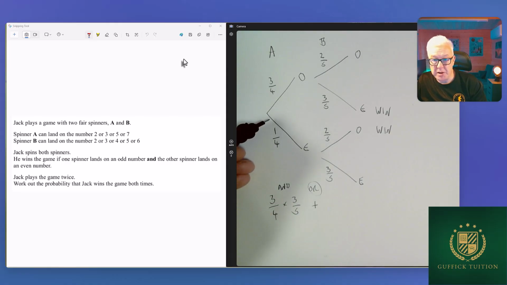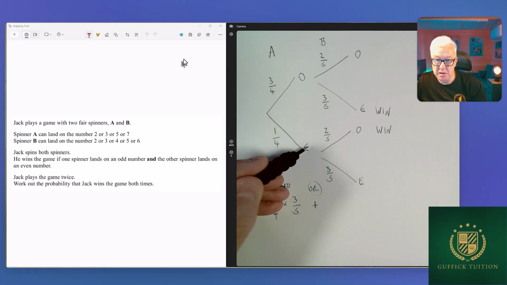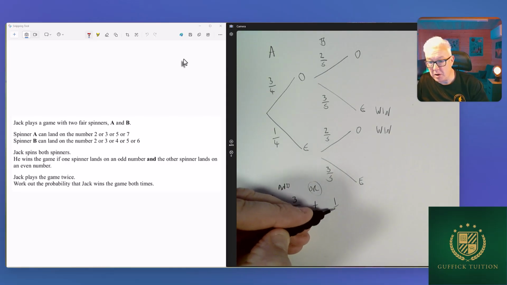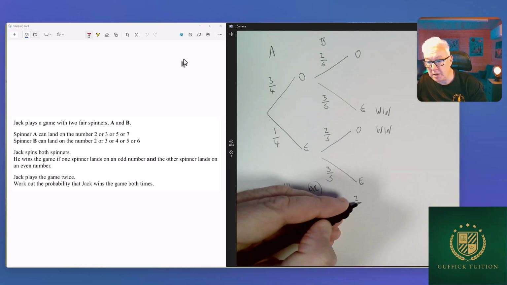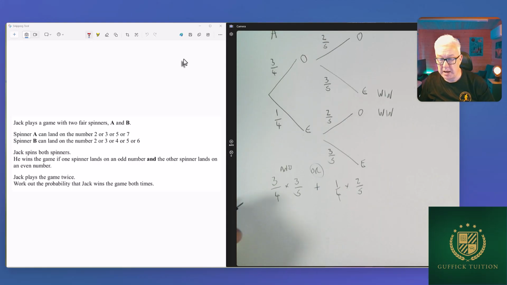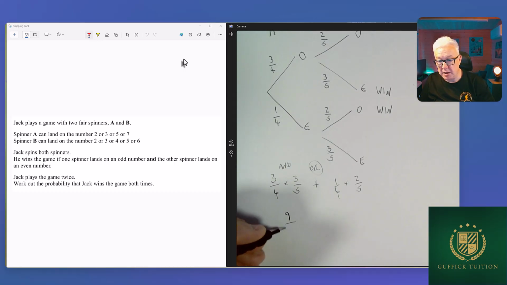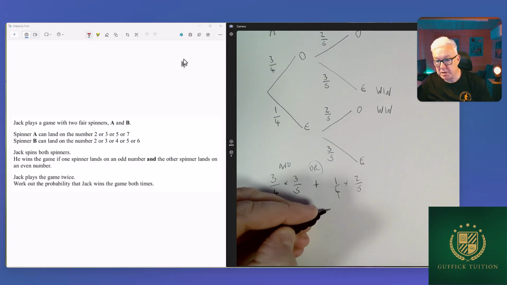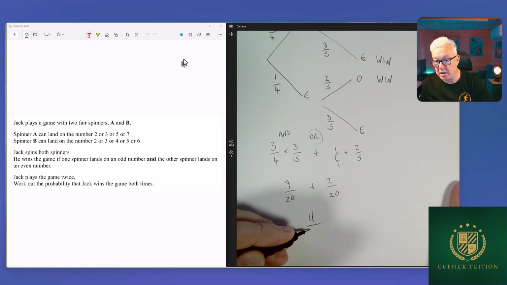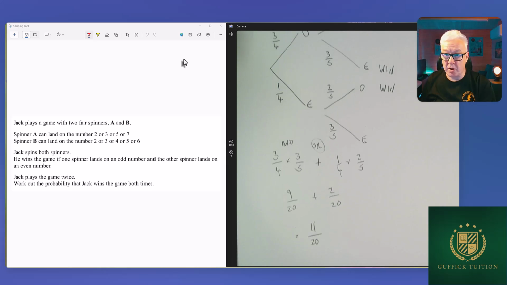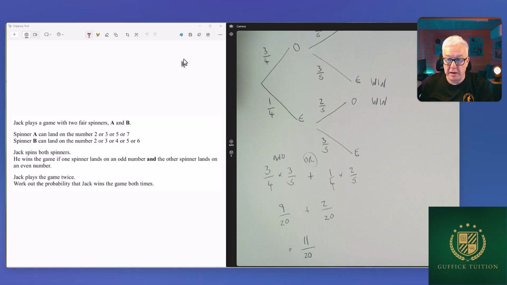Now, the other way that Jack can win is if we have an even on A, which is going to be 1/4, and an odd on B. So that's going to be times by 2/5. Okay, so that's going to be 9 over 20 plus 2 over 20. Which is going to be 11 over 20. So 11 over 20 is the probability of Jack winning the game.